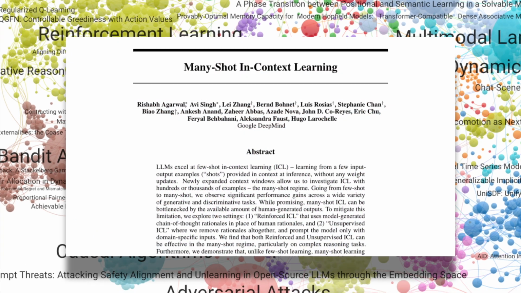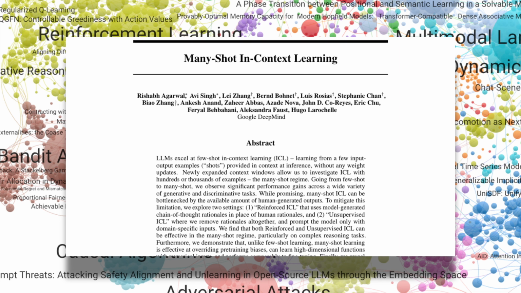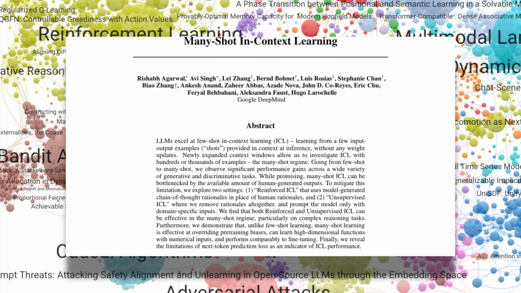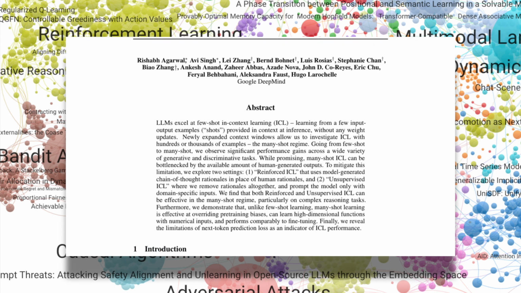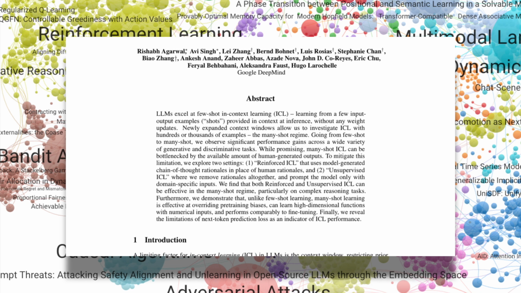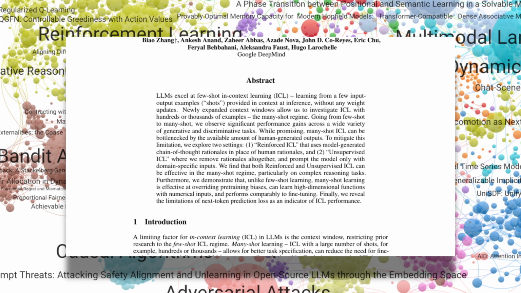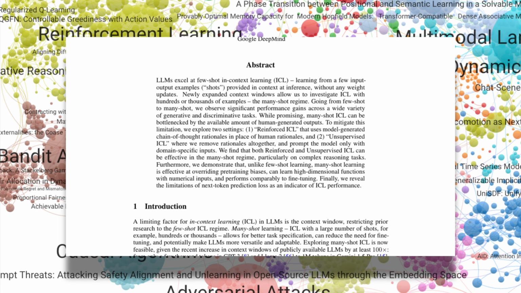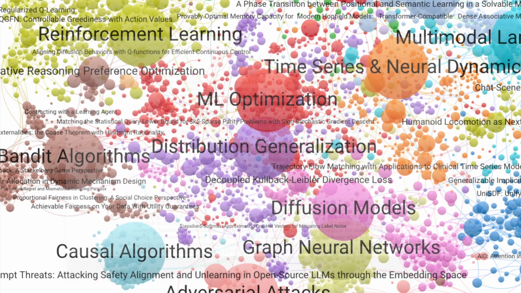Next, DeepMind's work on many-shot in-context learning demonstrated how to leverage Gemini's expanded context windows to incorporate hundreds or even thousands of examples. Their findings showed significant performance gains across various tasks, introducing techniques like reinforced ICL and unsupervised ICL, highlighting the potential of in-context learning to rival fine-tuning in certain scenarios.